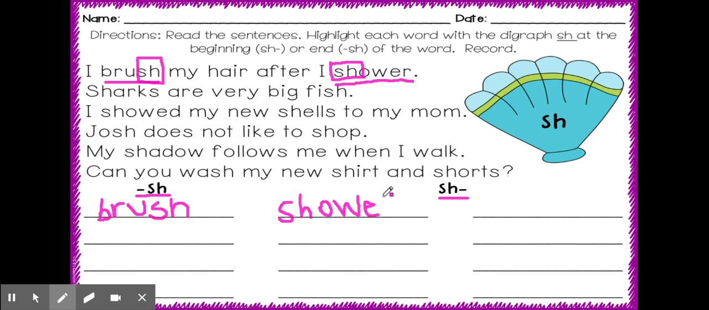Amazing. I think you're all masters at identifying and reading words with digraphs. So I'm going to let you do the rest of the sentences on your own and sort the digraphs. I cannot wait to see your hard work. Have fun.